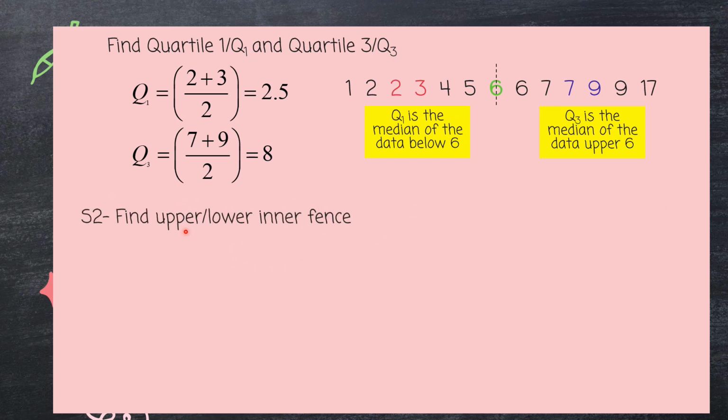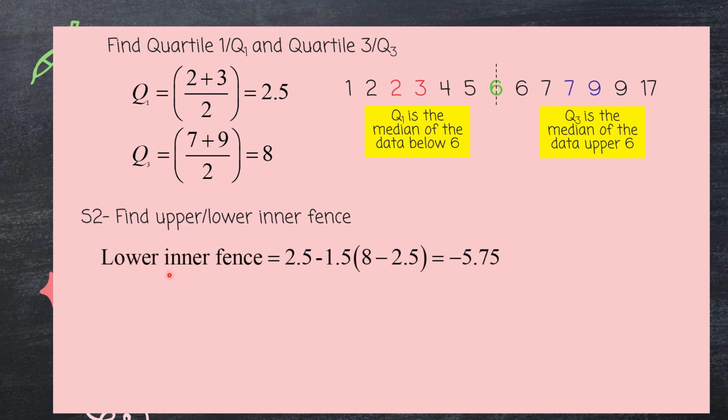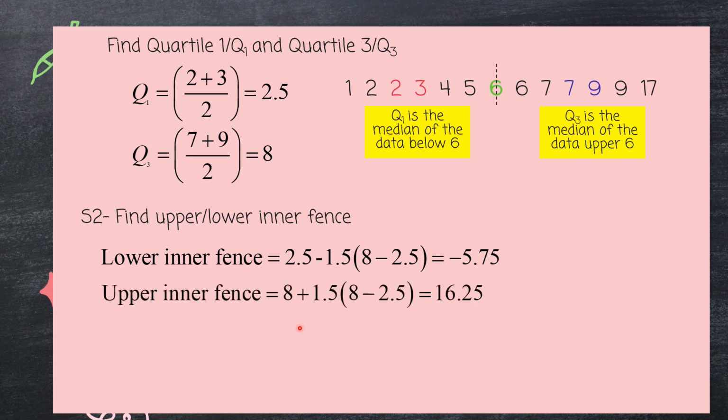Then find the upper and lower inner fence. By using the formula, lower inner fence equals 2.5 minus 1.5 times the interquartile range, which is 8 minus 2.5, and it equals negative 5.75. So for the upper inner fence, it equals 8 plus 1.5 times (8 minus 2.5), which equals 16.25.